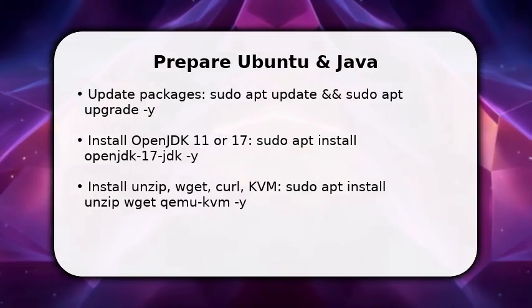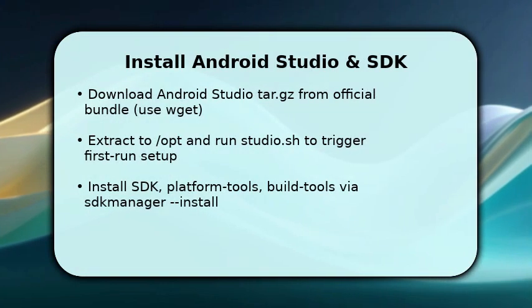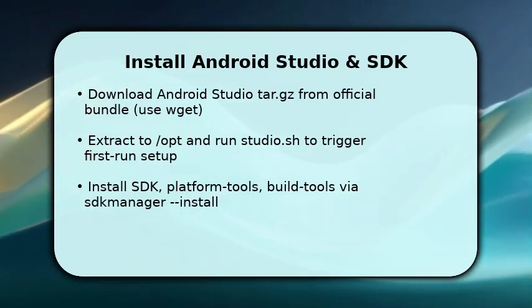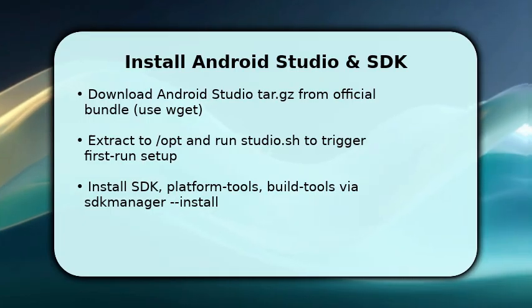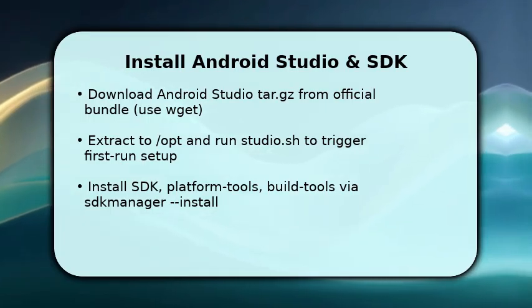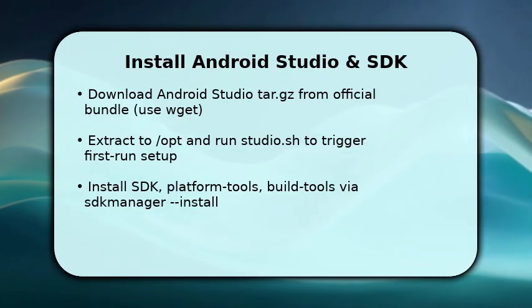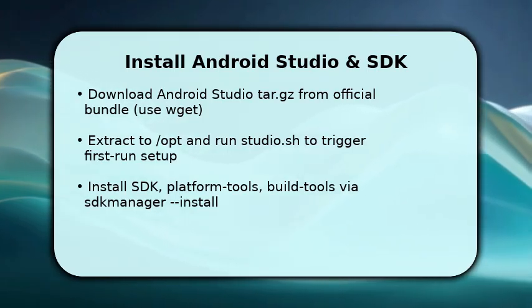You download the official Android Studio tar.gz and extract it to /opt for system-wide installation. This keeps files tidy and permission-safe. Then run studio.sh from the bin folder to start the first run wizard. It installs the Android SDK and platform tools.